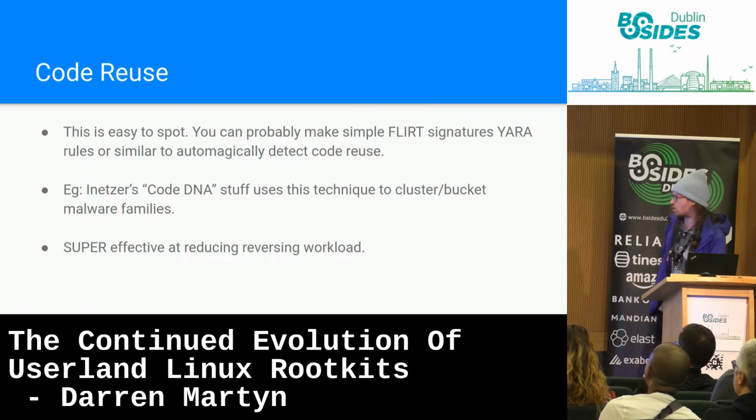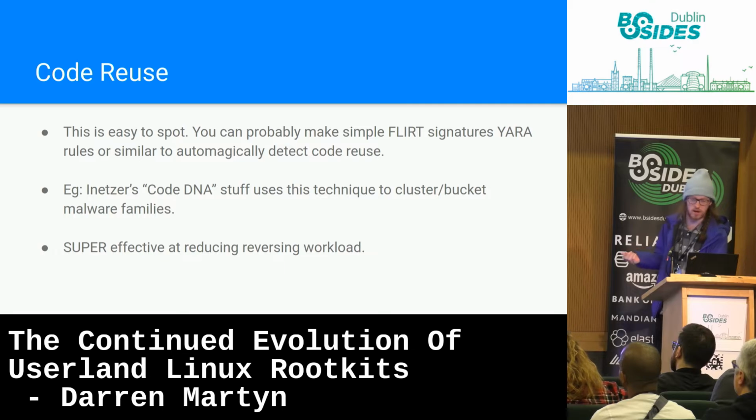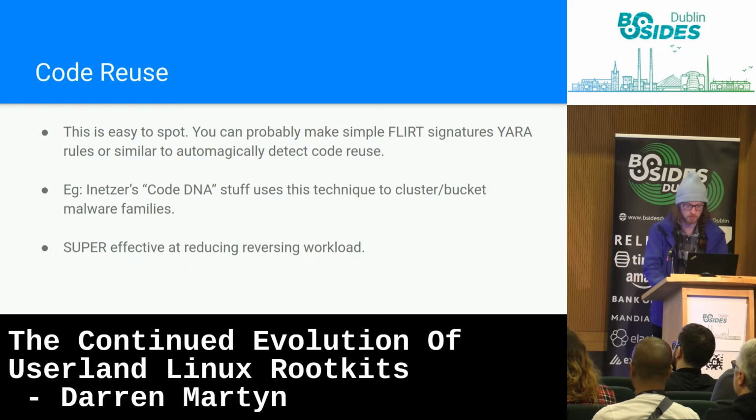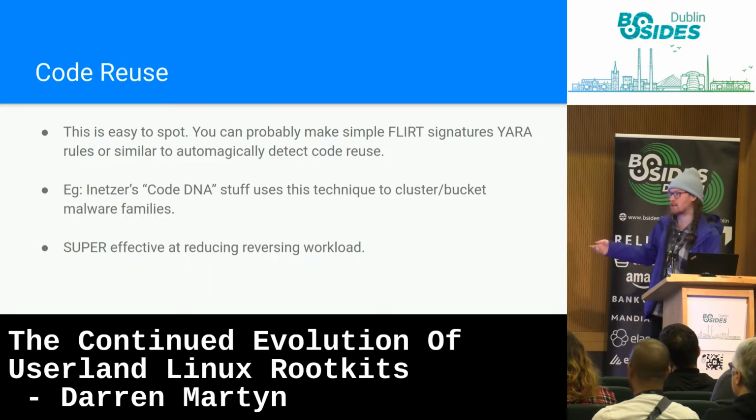Using, just by looking at code reuse, one thing that I think would be interesting to look into is writing FLIRT signatures or YARA rules to automatically detect code reuse from snippets that have been stolen and repurposed. I actually found out that's how a company called Intezer, I've no relationship with them, but they have a weird product for malware stuff called Code DNA, which it turns out already implements this. And they say it's super effective, and it seems pretty effective at reducing my workload. Instead of having to reverse engineer the function, just check: is this present anywhere else?